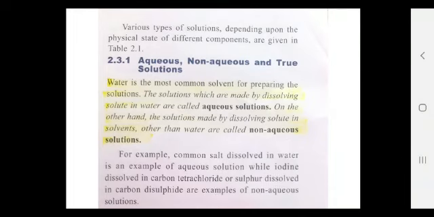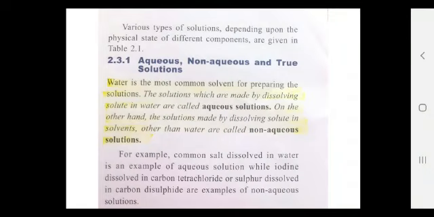Aqueous solution and non-aqueous solution, what are these? Aqueous solution is a type of solution. Aqua means water. Water is called the universal solvent. Why? Because water has the tendency to dissolve almost all types of things present in the world. That's why water is called the universal solvent. So the solution made up of water, in which any type of solute is dissolved in the solvent water, is called an aqueous solution.